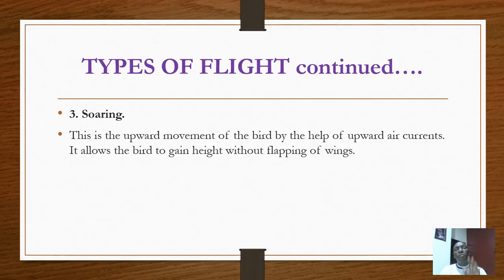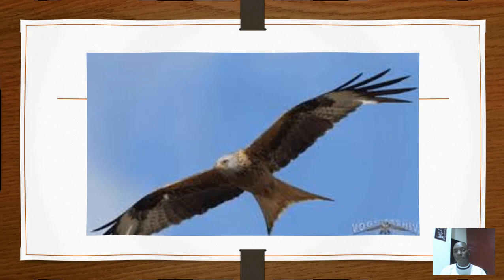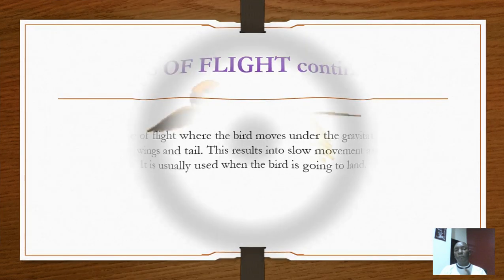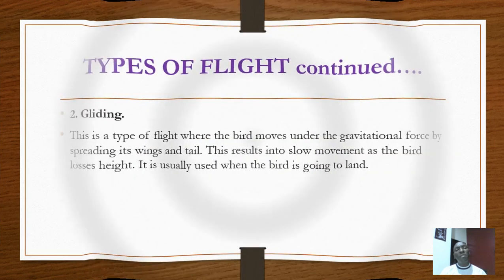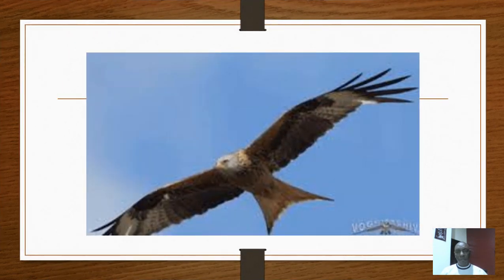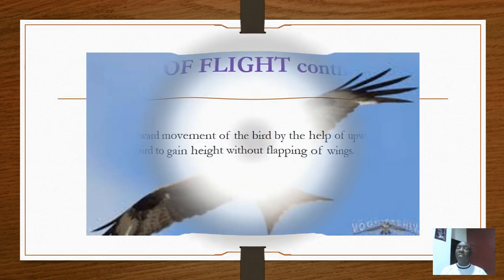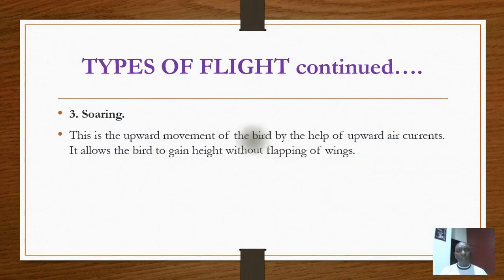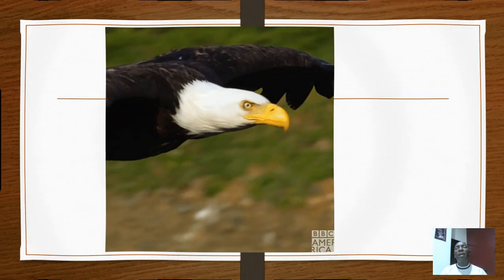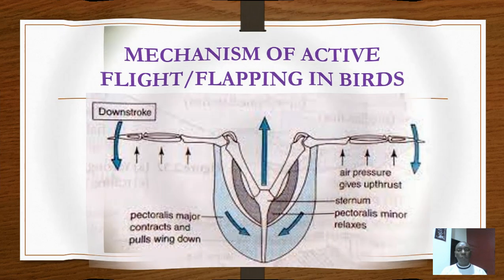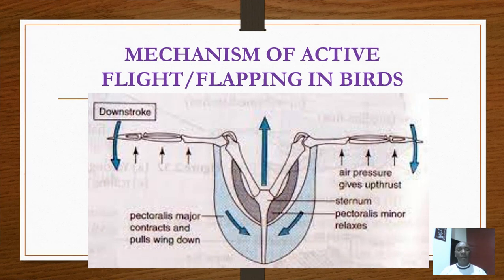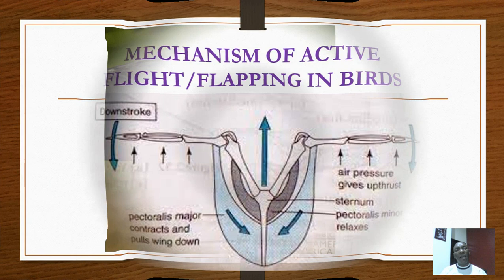In summary, birds fly in three types. One, they fly by flapping, the up and down movement of the wings. Two, the birds fly by gliding. Spread the wings, spread the tail, move under gravitational force, lose height. Used when the bird is going to land. And three, soaring. Soaring involves the bird moving in air and gaining height without flapping. Just like you see that eagle, it is moving by soaring. The three types of flight in birds.